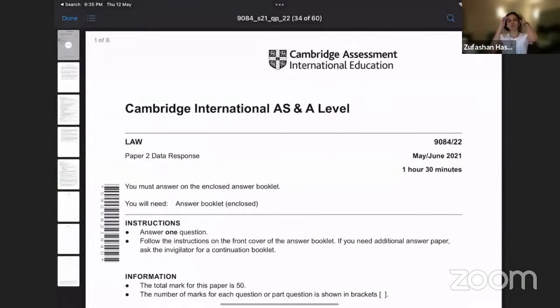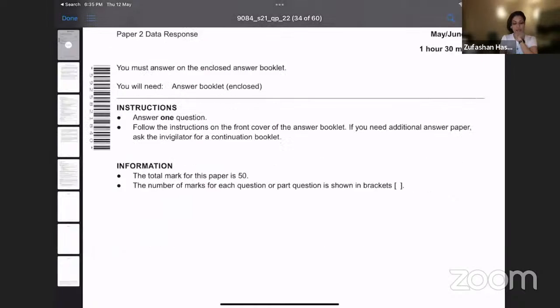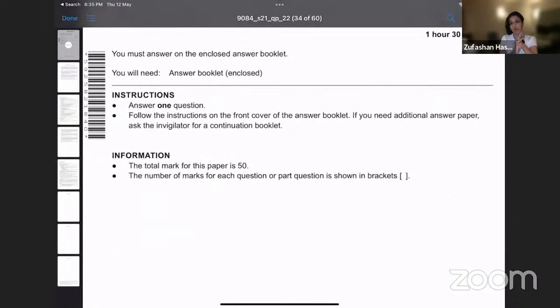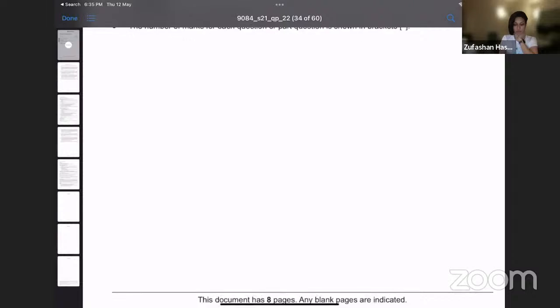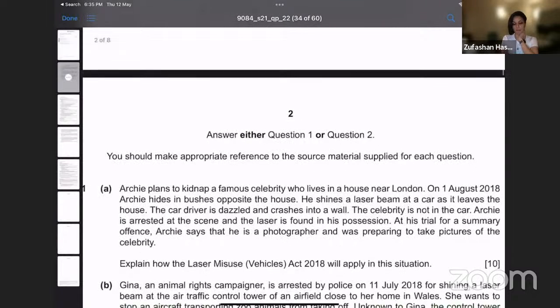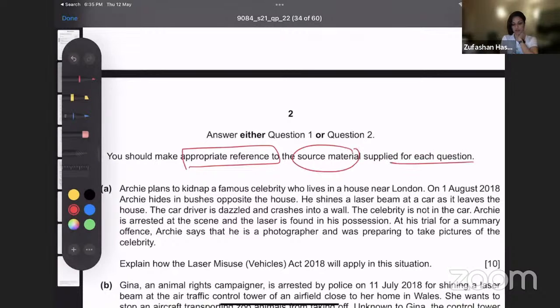Also, guys, don't ever forget to read the instruction given to you in the paper, how many questions you must answer. And they tell you very, very carefully and each time to use the material given in the paper itself to answer the 10-mark questions. All right.